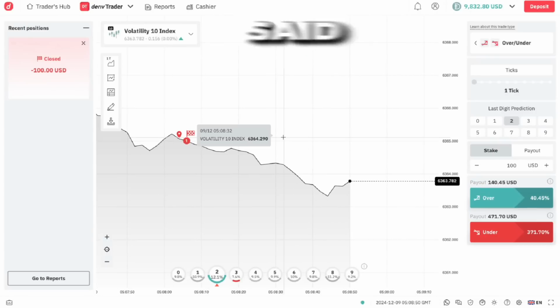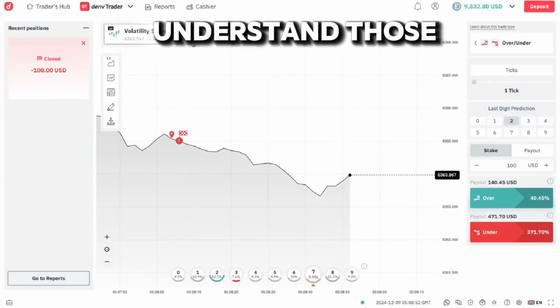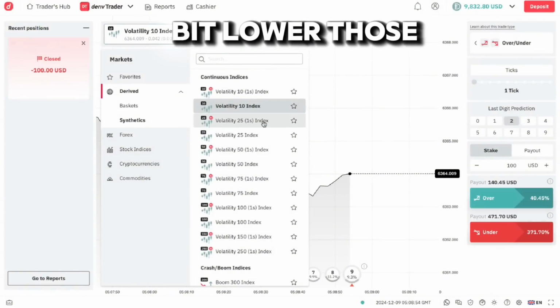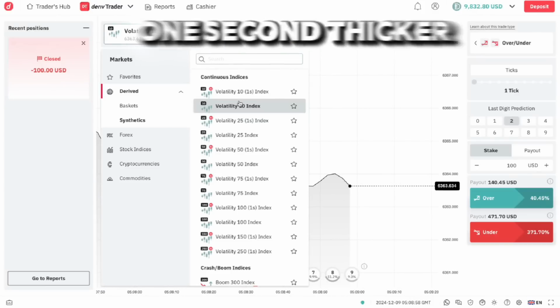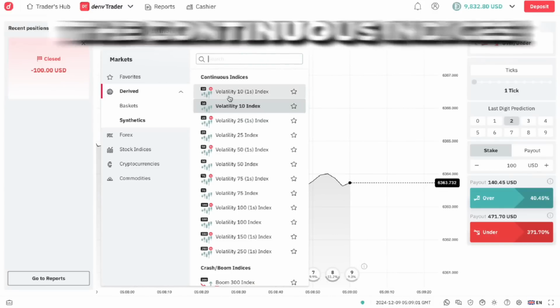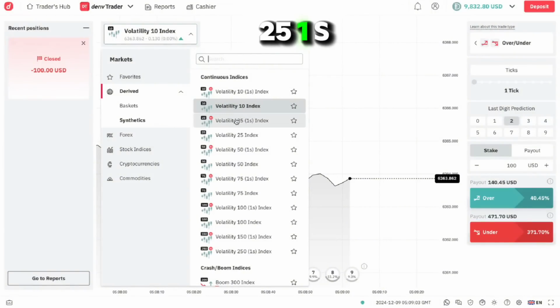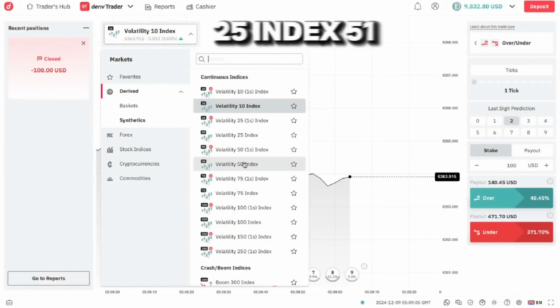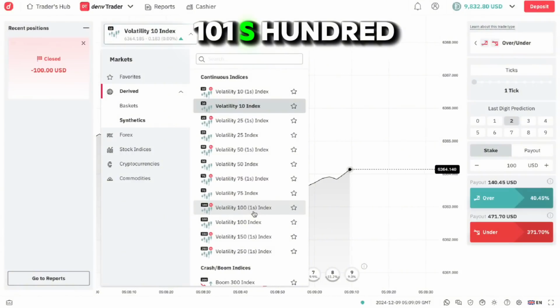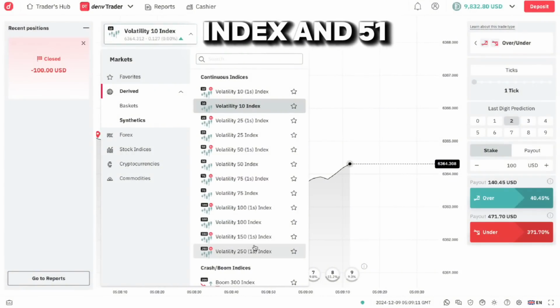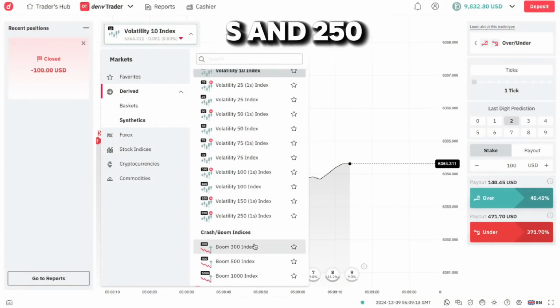So as I've said, you have to understand those that don't have 1S are a bit slower. Those that have 1S are faster because they have a 1 second ticker. So these are the continuous indices: 10-1S, 10 index; 25-1S, 25 index; 50-1S, 50 index; 75-1S, 75 index; 100-1S, 100 index; and 250 index.